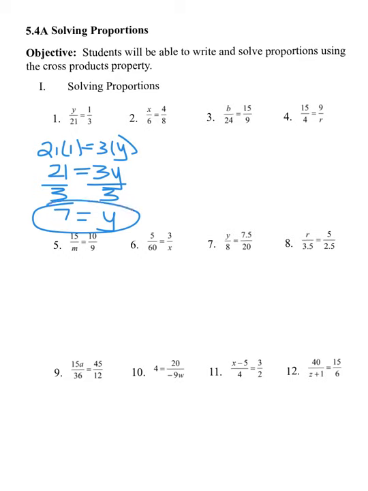All right, number 2, we're going to cross multiply from the bottom to top. 6 times 4 equals 8 times x. 6 times 4 is 24. 8 times x is 8x. One-step equation. We're going to divide both sides by 8. And you get x equals 3.